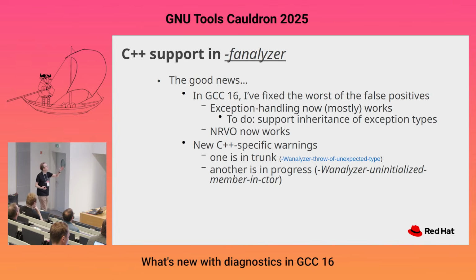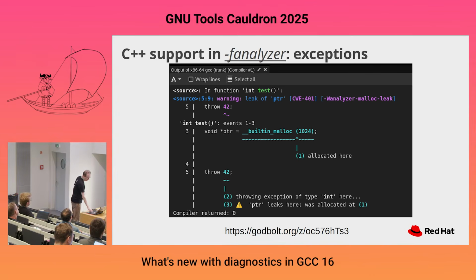We've got a new warning, -Wanalyzer-throw-of-unexpected-type, which sort of dropped out of the exception handling implementation, though it's a dubious value. And I've got an uninitialized-member-in-constructor warning that is mostly done. Here's an example, with the text ASCII art output.